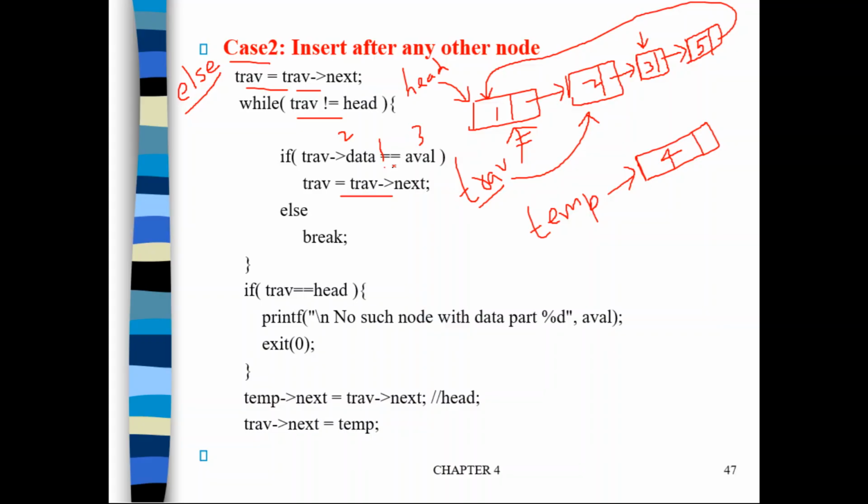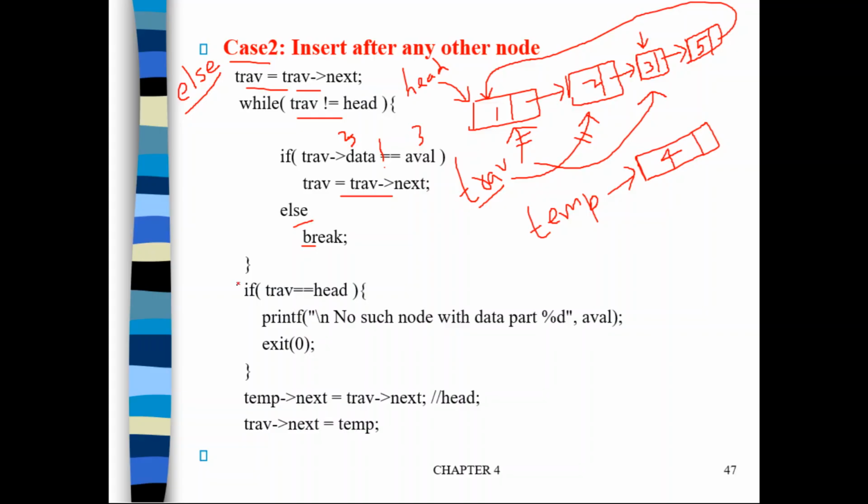So again it is not equal. So again traverse will point to the next node. That is, traverse will point to node 3. Then again we check whether traverse equal to head. No, traverse equal to 3. It is not equal to head. So now what is traverse arrow data? 3. Is it not equal to aval? aval is also 3. It's equal. So then break. Break means it comes out.